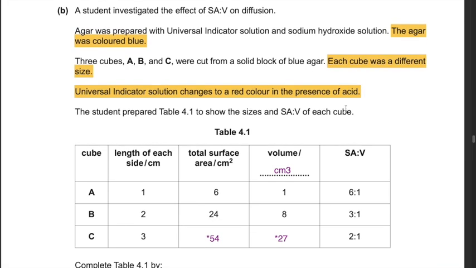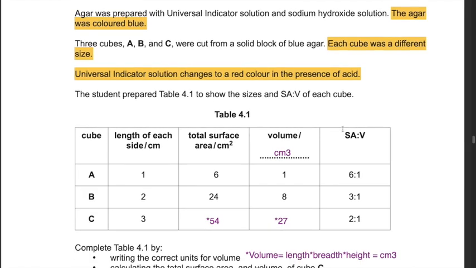Part B. A student investigated the effect of surface area to volume ratio on diffusion. Agar was prepared with universal indicator solution and sodium hydroxide solution. The agar was colored blue. 3 cubes A, B and C were cut from a solid block of blue agar. Each cube was a different size. Universal indicator solution changes to a red color in the presence of acid. The student prepared table 4.1 to show the sizes and surface area to volume ratio of each cube.